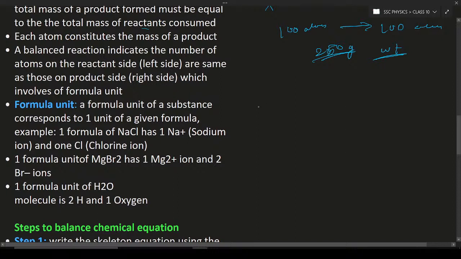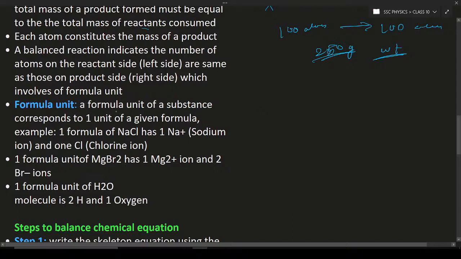So reactants are equal to the products. Here there is a small correction: not reactants and products, but the number of atoms in the reactant side should be equal to the number of atoms on the product side. So you are almost correct, but with a small correction.